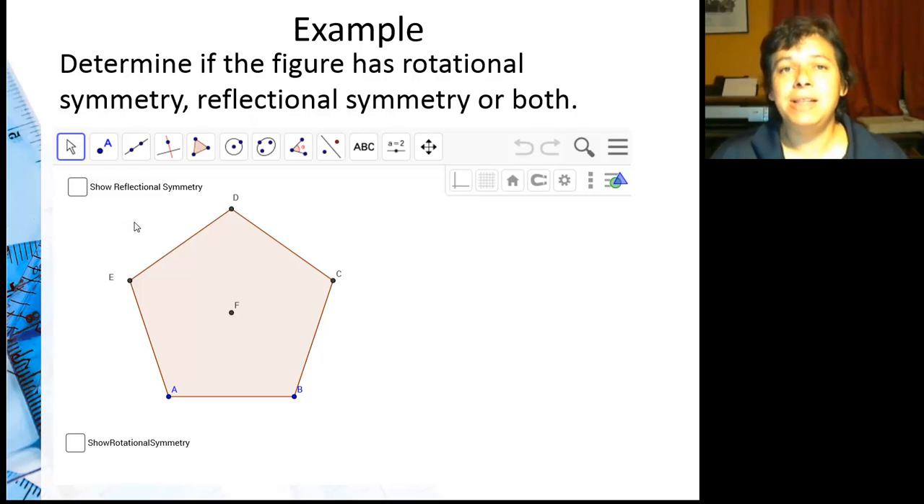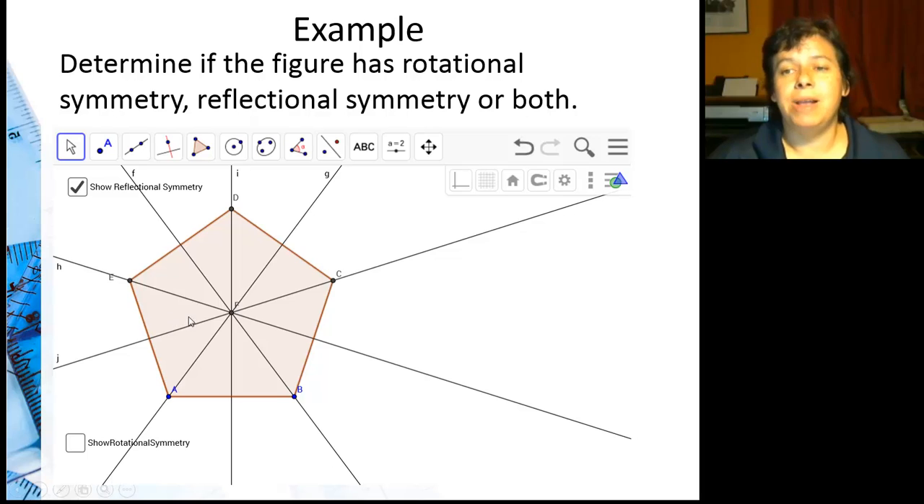And that basically means, the easiest way is if you can fold the object and each half matches exactly. So here are a couple different lines of reflection, and you're probably going, oh, those are a lot. And they are. If I use this line right here, you can see if I fold it, D goes onto E, C goes onto A, and B goes onto B. So it matches perfectly. If I fold it over line H, D goes onto A, C goes onto B, and E goes onto E. So this definitely has reflectional symmetry.